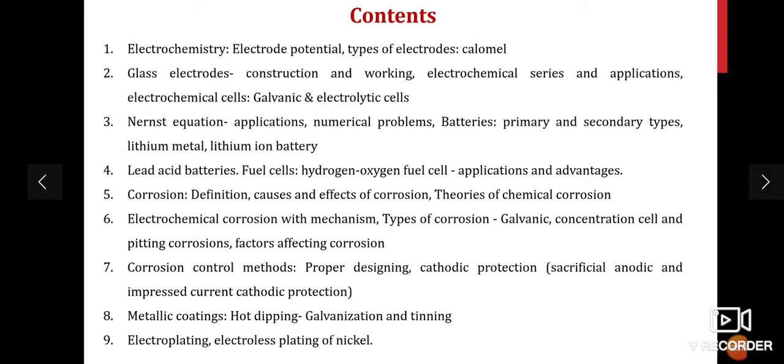And coming to corrosion control methods, we are going to learn control methods like proper designing and cathodic protection. In that there are two methods of cathodic protection of metals: sacrificial anodic and impressed current cathodic protection method, and metallic coatings. There are two types: galvanization and tinning in the hot dipping method, then electroplating and electroless plating of nickel.